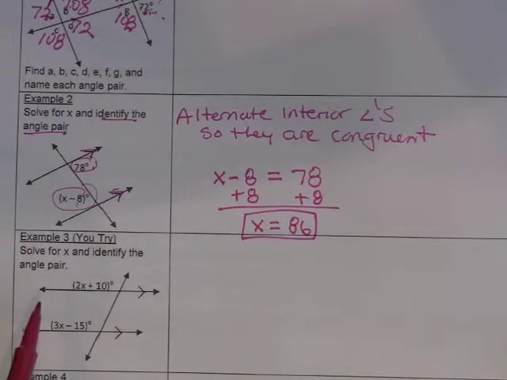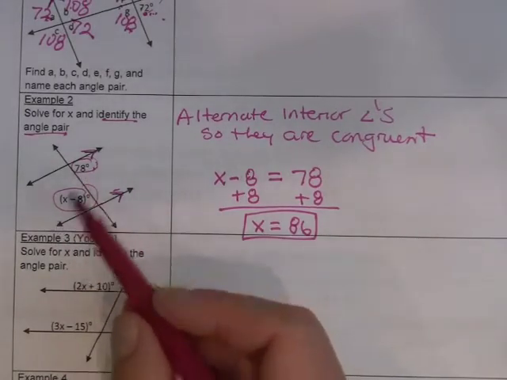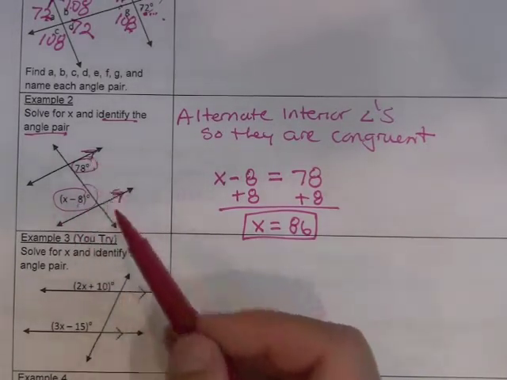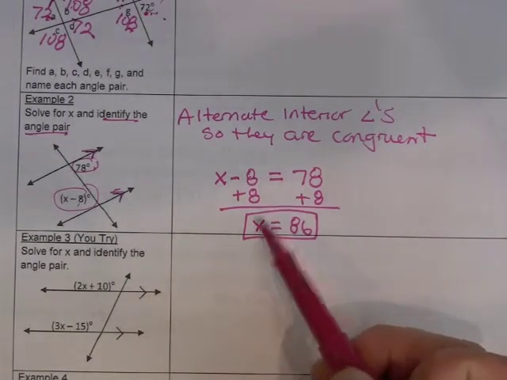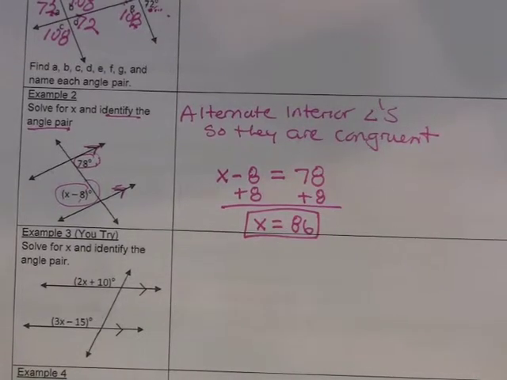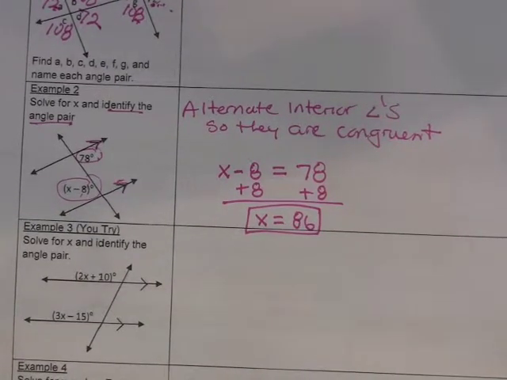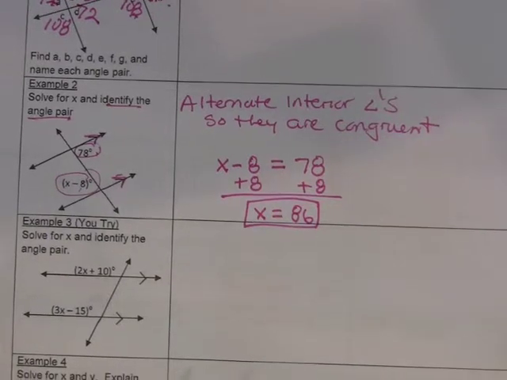So the key to that problem was identifying the angle relationship. Once you knew the angle relationship and the lines were parallel, then you should know what was true about them, that they were congruent. And once you knew they're congruent, then you set them equal and solve. Okay, I'm going to give you a minute to try example 3, and then we'll go over it.